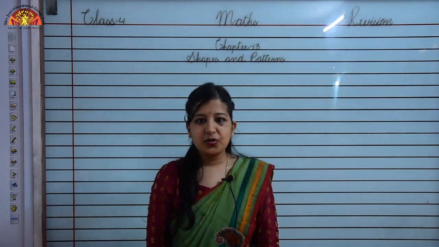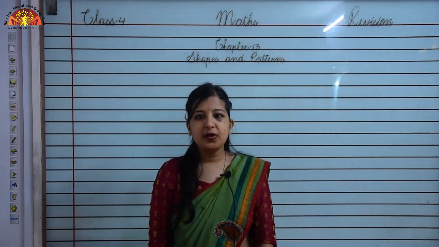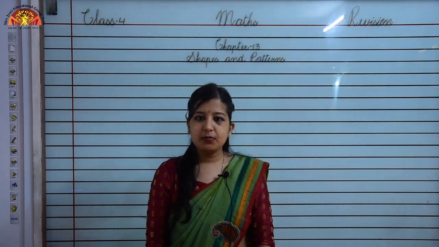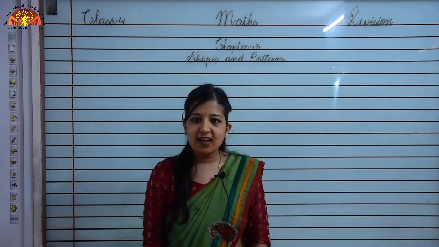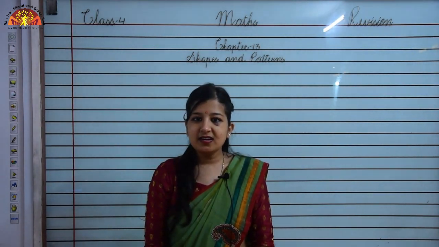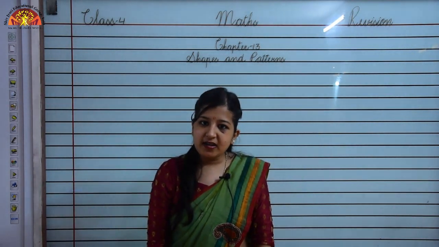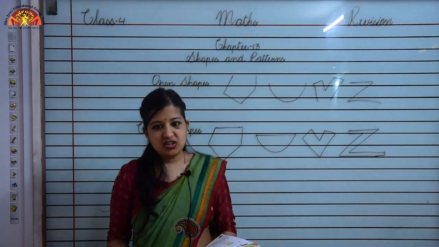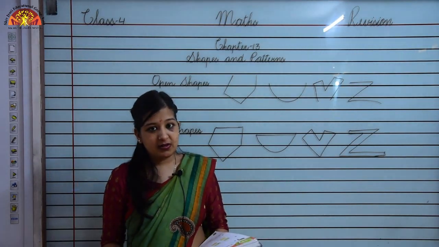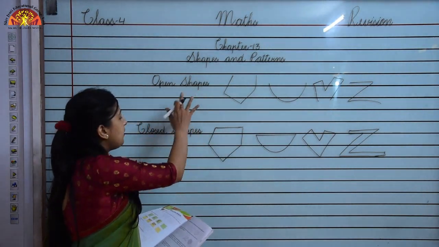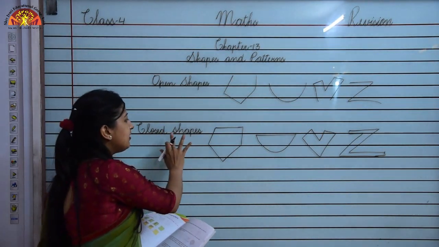Today in this video we are going to revise our chapter number 13, that is shapes and patterns, and chapter number 14, that is data handling. So first we are going to revise chapter number 13, shapes and patterns. Now students, firstly we are going to study about shapes. In this chapter we will read about two types of shape. First is open shape and second one is closed shape.